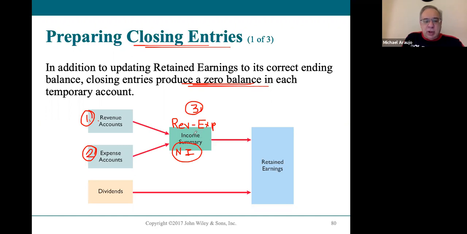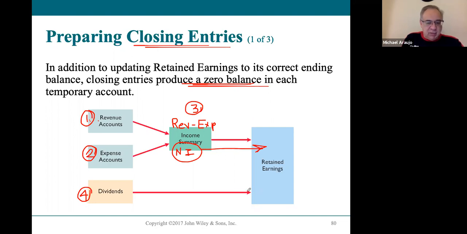What we do is we close out the income summary account simply by moving the net income to retained earnings. Okay, that's the third step. And the very last step is we move the balance of dividends to retained earnings. Now remember, dividends will have a debit side balance. So to get dividends to zero, both sides have to equal. So we credit the dividends account and that'll be equal.